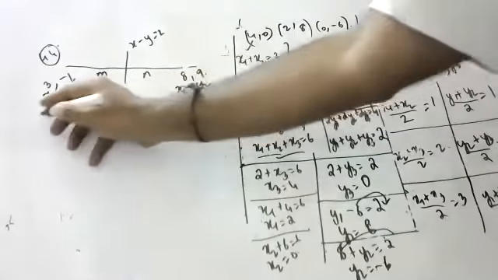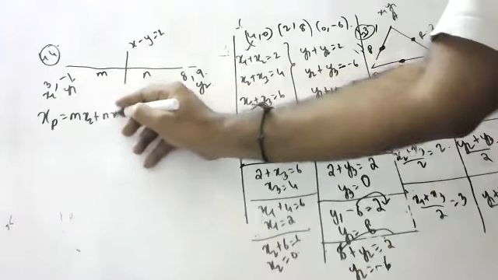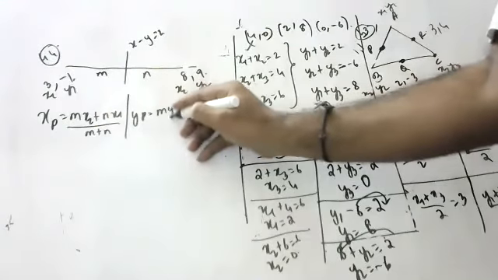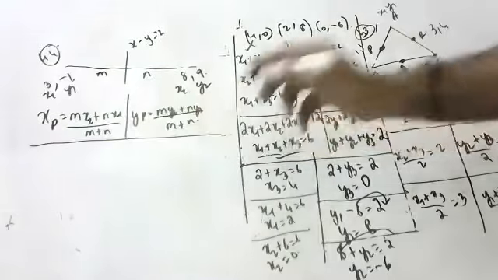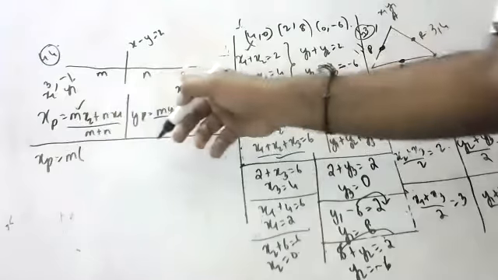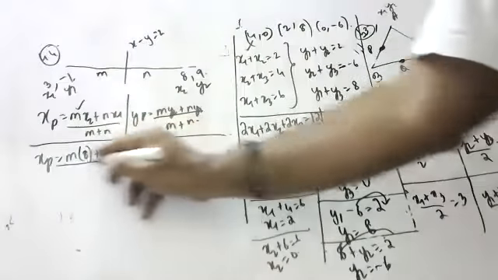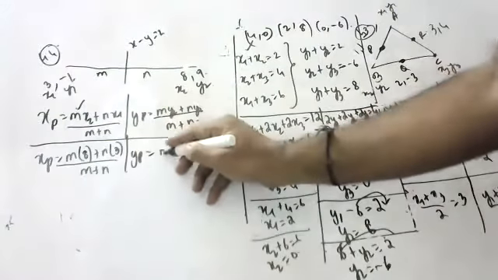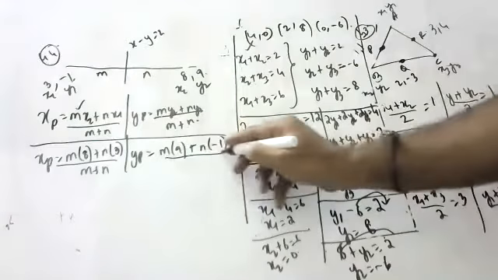Let this be x1, y1, and this be x2, y2. Can anyone tell the xp section formula? (m x2 + n x1)/(m + n). Can anyone tell the yp formula? (m y2 + n y1)/(m + n). Okay, children, let's substitute. So xp is m times x2, how much? 8. x1 is how much? 3. Can anyone tell yp? Yes, sir, m into 9 plus n into -1, over m + n.